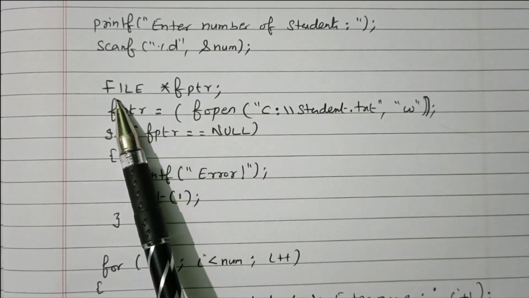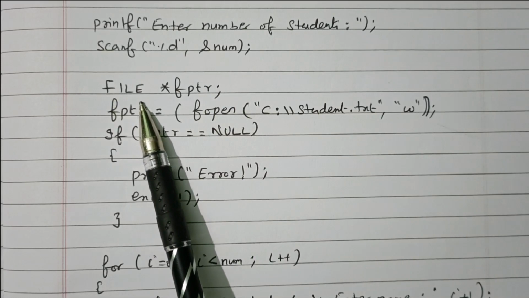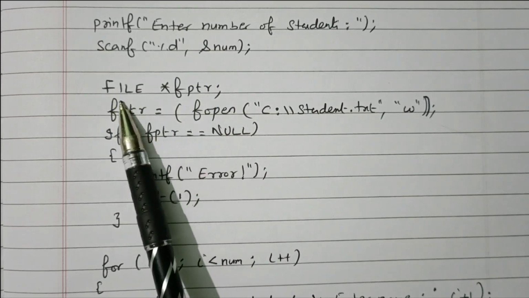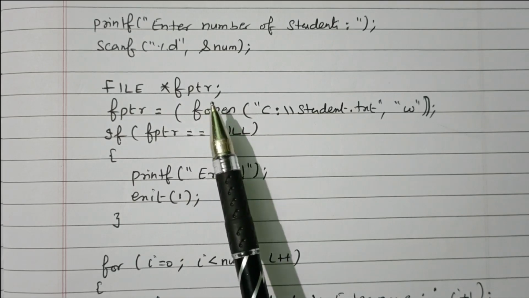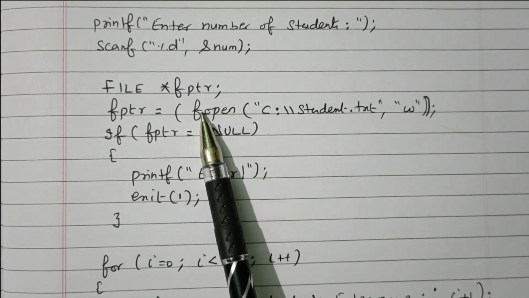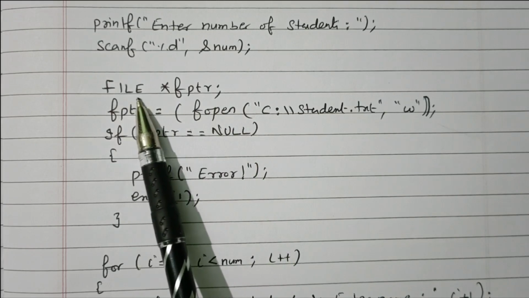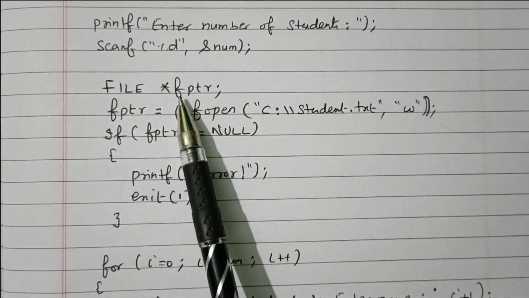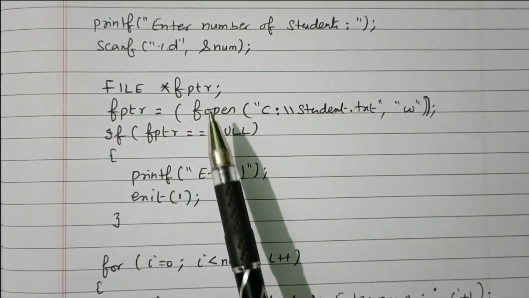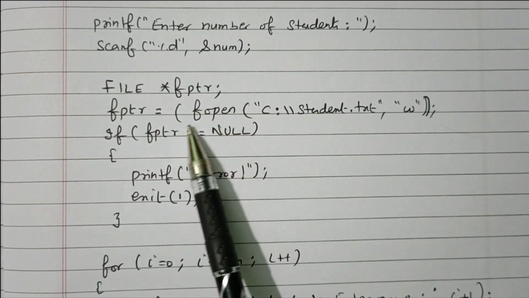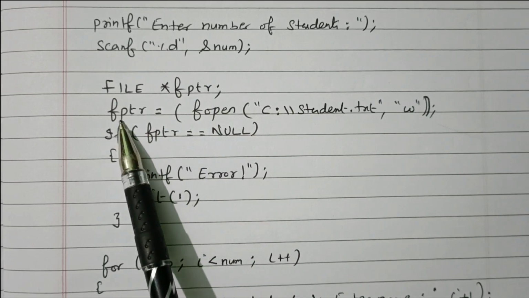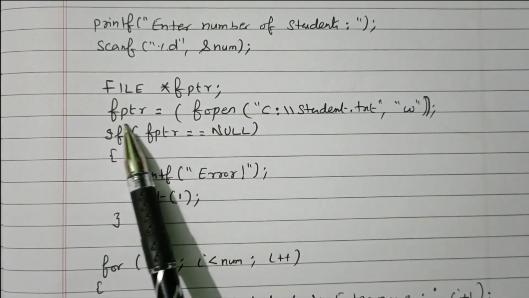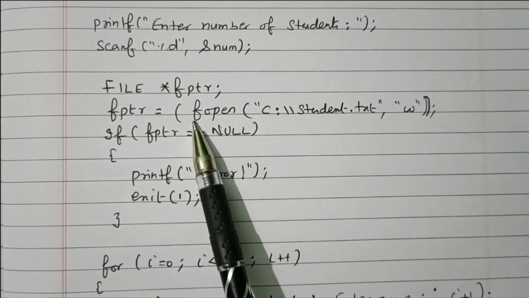Now, in order to process the file, first we have to create the file pointer. FILE *fptr. So this is a file pointer. File opening, closing, reading, writing, everything is possible only after creating the file pointer. Now we have to open the file, in order to read or write the data. fptr equal to fopen.